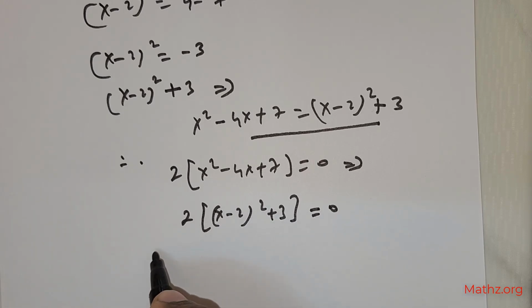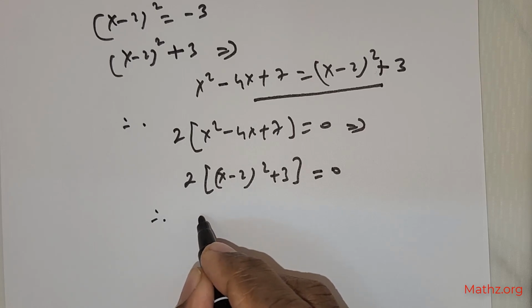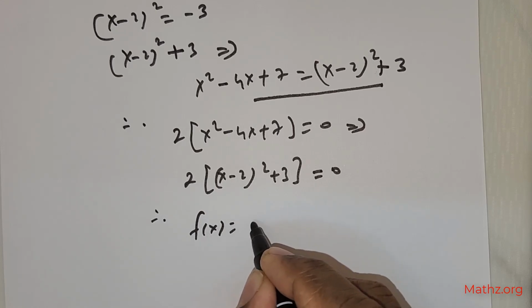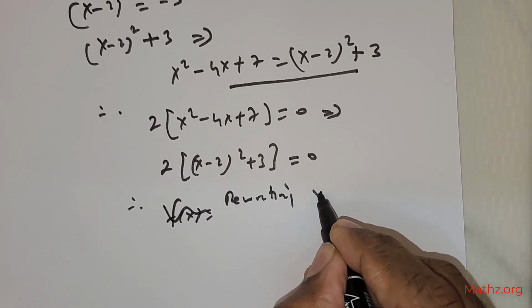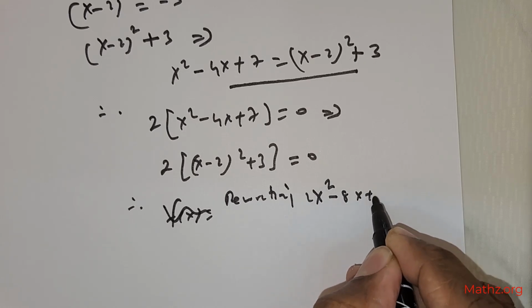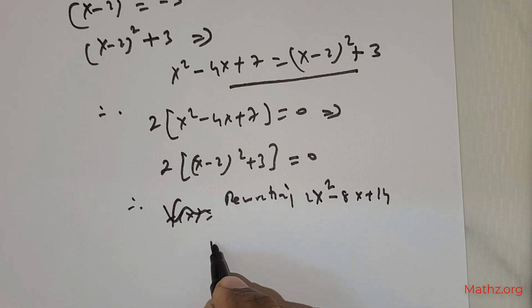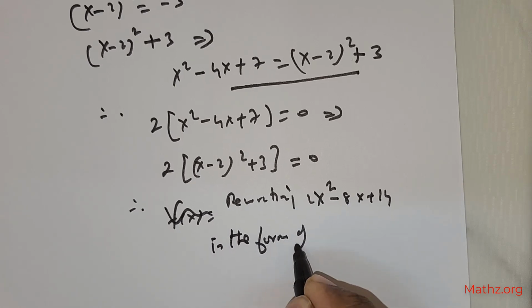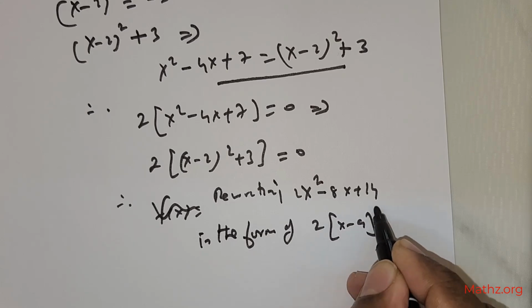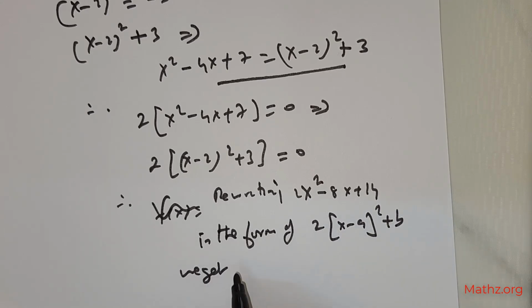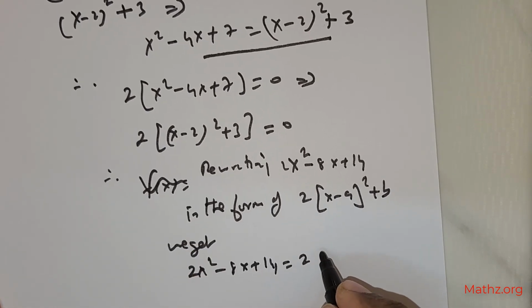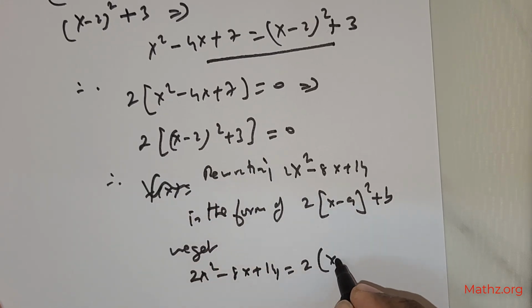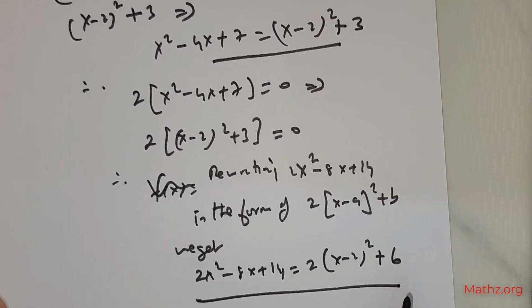Now I asked you to just consider it as equal to 0. But that is not our real objective. Our real objective is to rewrite 2 times x squared negative 8x positive 14 in the form of 2 times of x negative a the whole squared positive b. We get 2 times x squared negative 8x positive 14 to be as 2 times of, I'm distributing 2, so it's going to be x negative 2 the whole squared positive 6. So this will be the solution for part A.